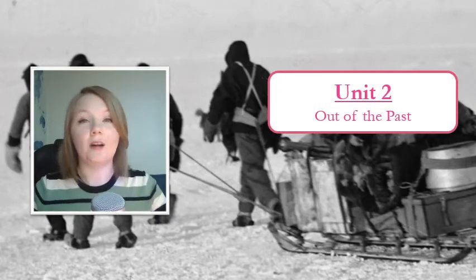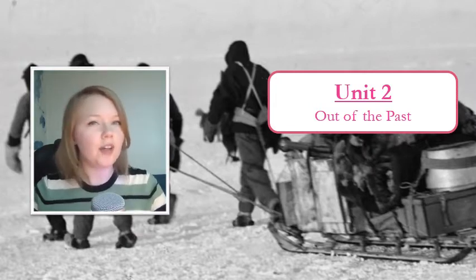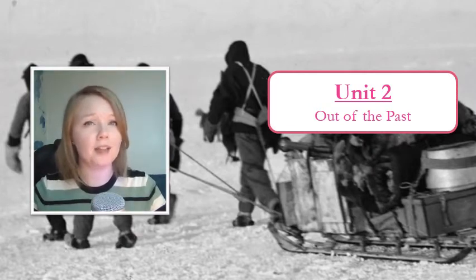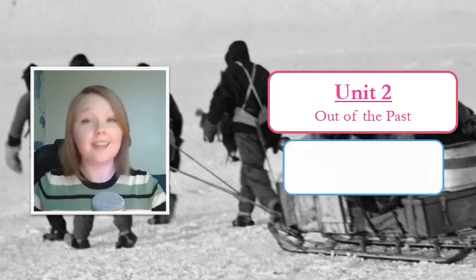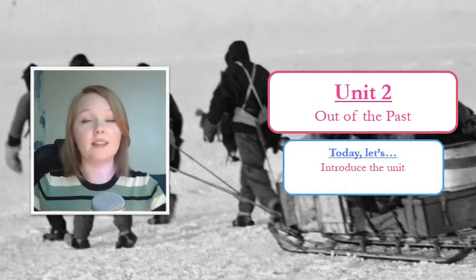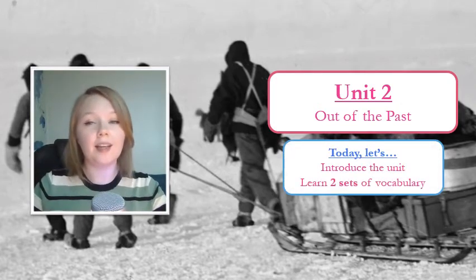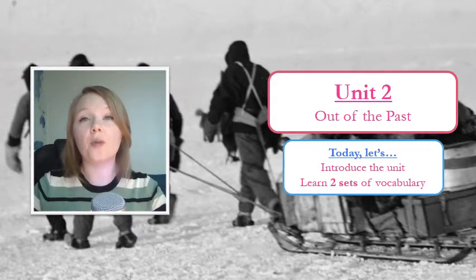Unit 2 is called Out of the Past. In this unit, we're going to learn how to talk about the past by talking about interesting things in history and also talking about our own past. Today, let's go ahead and introduce the unit and learn 2 sets of vocabulary that will help us talk about the past.